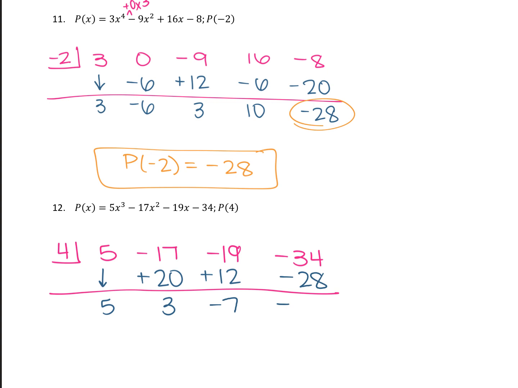Same sign, keep the sign, add the numbers. The 4 and 8 is 12, carry the 1. 3 and 1 is 4, plus 2 is 6. So now your remainder is negative 62. So P of 4 is negative 62.